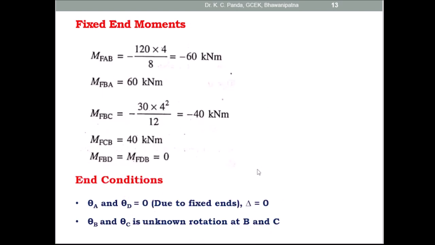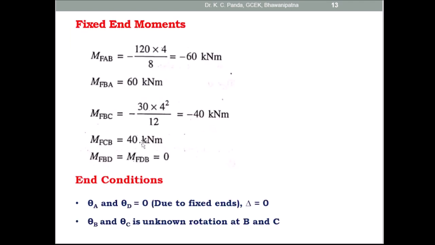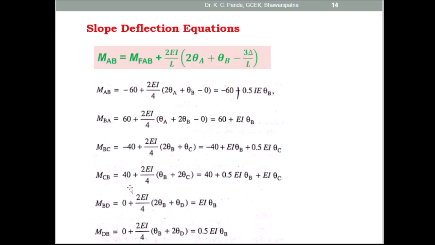Then MCB is equal to MFCB plus 2 EI by L into 2 theta C plus theta B. Here you have to consider both theta B and theta C as unknown, and take L equal to 4 and MFCB equal to 40 kilonewton meter. So 40 plus 2 EI by 4 into theta B plus 2 theta C is equal to 40 plus 0.5 EI theta B plus EI theta C.